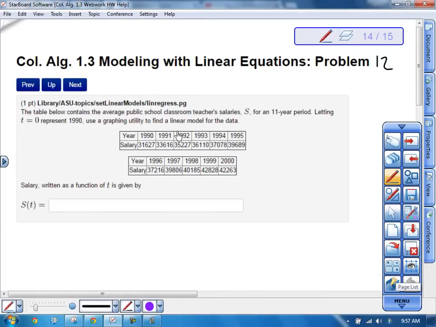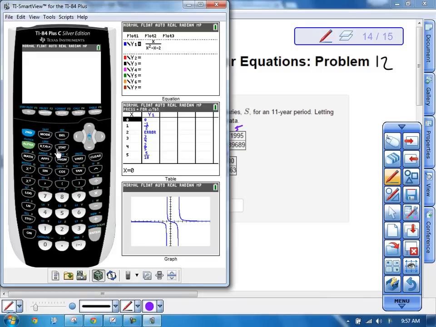Okay, next question, 12. It gives us a table of values, and it says this is year 0, 1990. It says use a graphic utility to find a linear model. So we're just going to enter 0, 1, 2, 3, 4, 5, 6, 7, 8, 9, 10 into our calculator, and we'll enter the corresponding y values as well into stat edit. Let's go to your calculator.